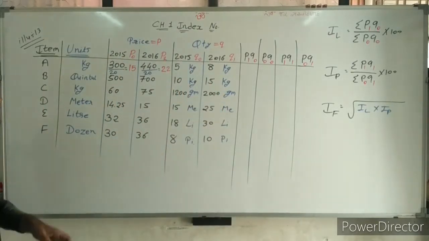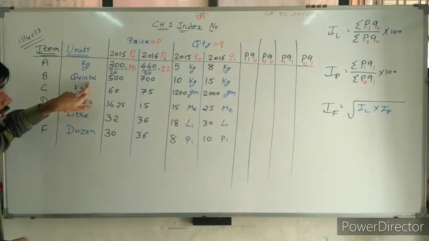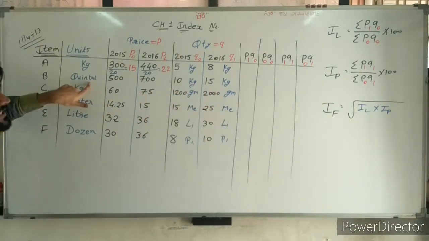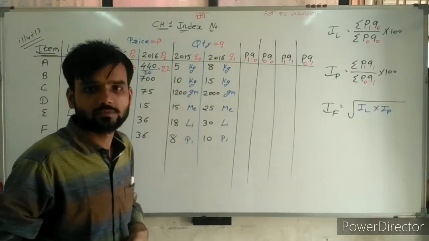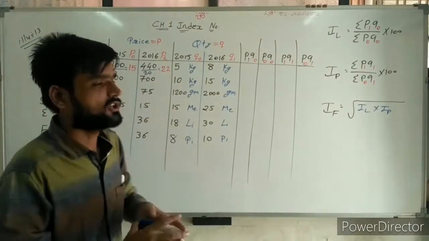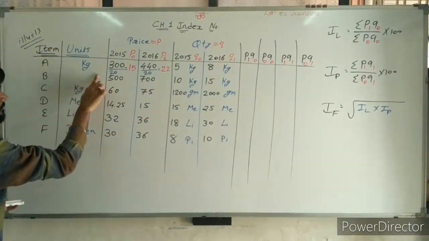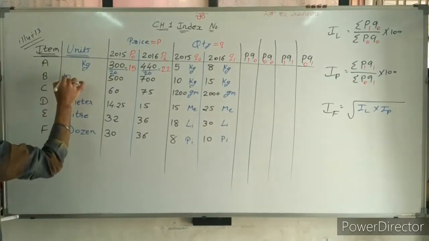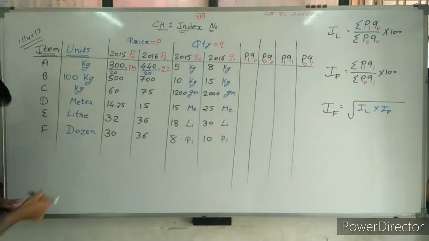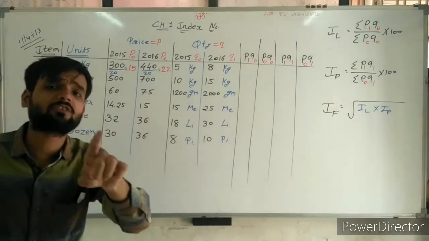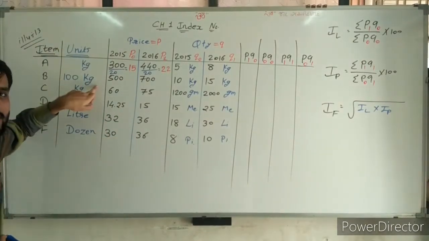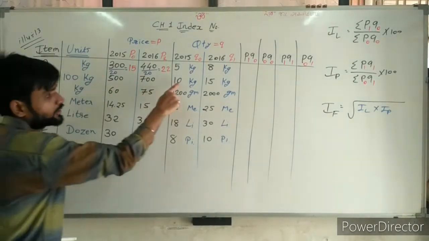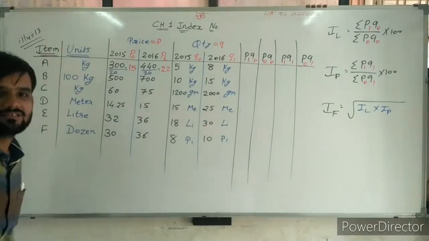Suppose I am converting this quintal into kg, because this is already kg information. So write here kg. So 1 quintal means what? 1 quintal means 100 kg. So it becomes 100 kg, because 1 quintal means 100 kg. So instead of quintal, I am writing here 100 kg. So now unit kg, quantity also in kg, so it becomes okay.